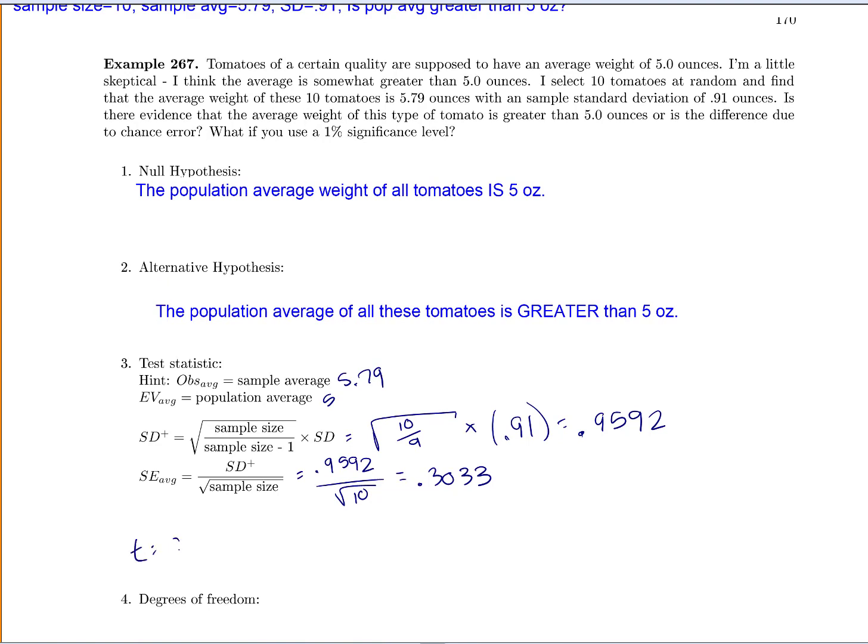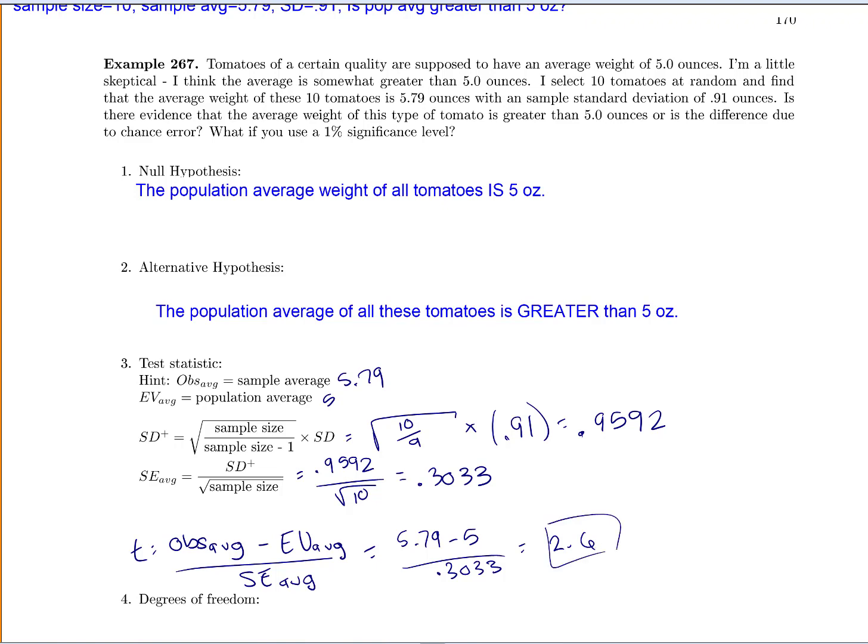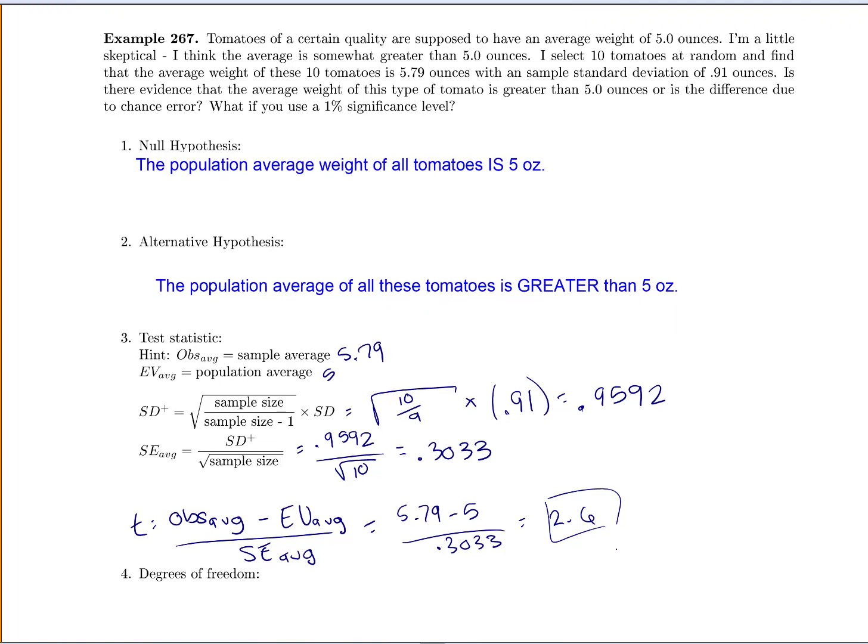Now for your t-value, it's going to be equal to your observed average minus the expected value for your average over the standard error for your average. So observed average is 5.79 minus the expected value, which is 5, over the standard error of 0.3033. So 2.6. That means we were 2.6 standard errors away from our expected value, which, anything over 2 is going to be surprising. So I'm going to guess that that null is probably not correct.